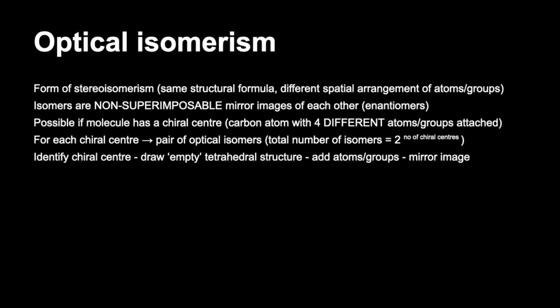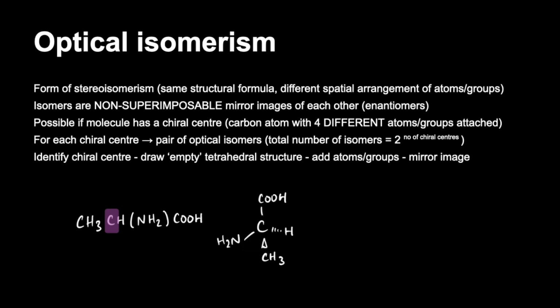So we'll have a quick look now at how you draw optical isomers. The first thing you do is identify the chiral center. I'll show you all this in a second. You then draw what I call an empty tetrahedral structure. You add your atoms or groups, and then you do the mirror image of what you've drawn. So there's a structural formula. We identify the chiral center. It's that carbon there. So we just draw an empty tetrahedron, and now what I need to do is start adding groups. It doesn't matter which way around you do them, so long as your mirror image is a reflection of what you've drawn. So the right hand molecule must be the mirror image of the left hand one.